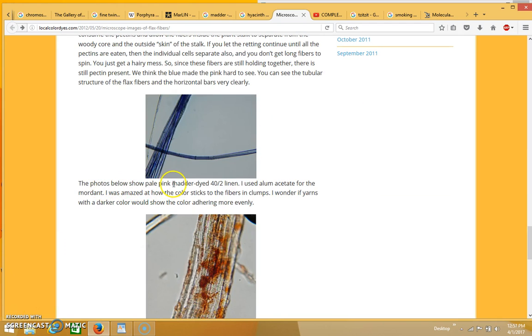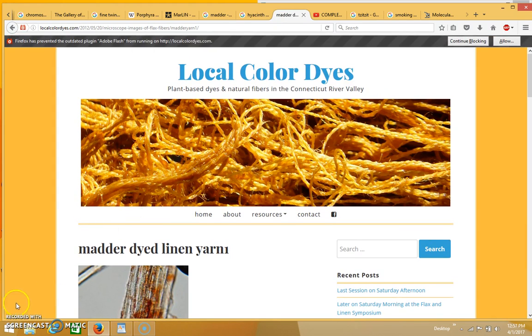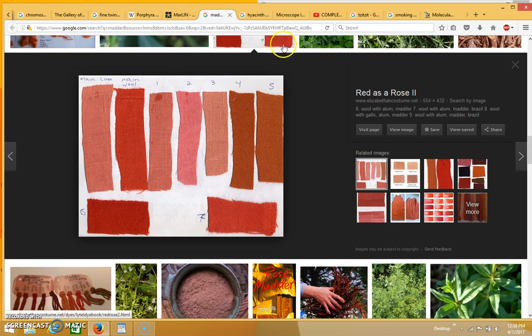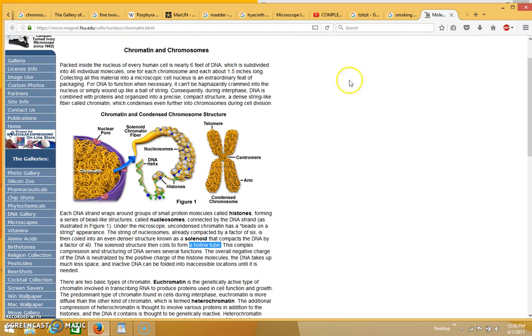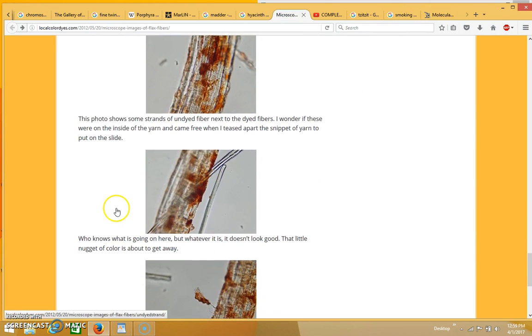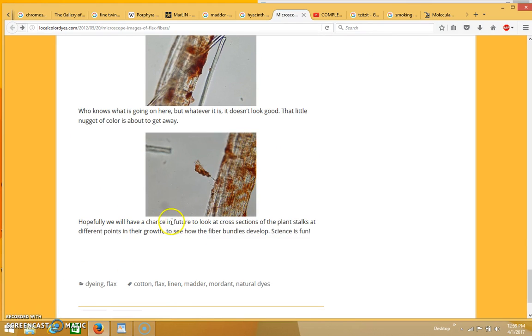And then over here it's talking about madder dyed linen. And I want to talk about this word madder a little more later. That's a dye. It's actually, this image right here is an image of madder. But I'm just going to skip down to over here where it's talking about the linen. It says, hopefully we'll have a chance in future to look at cross sections of the plant stalks. And so it's using the word stalks, which is a reed or straw.